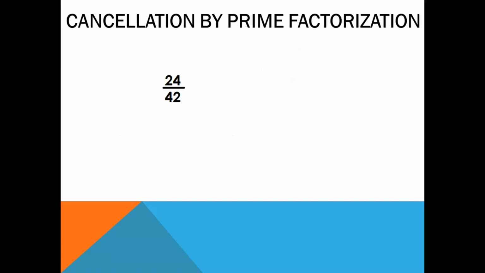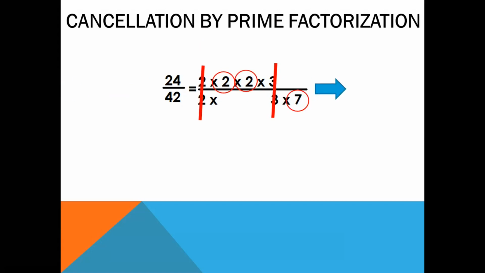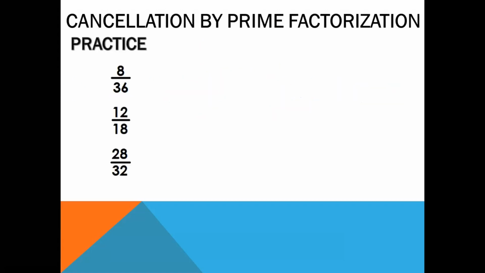Okay, another one, 24/42. Let's take the prime factorization of each number. The prime factor of 24 is 2 times 2 times 2 times 3. And 42 is 2 times 3 times 7. Ito lang po yung prime factor ng 42. Then tanggalin yung mga common factor, yung 2 tsaka yung 3. Then yung remaining natin is yun na talaga yung simplest form. We have 2 times 2 equals 4, then sa baba is 7. So answer is 4/7. Okay?